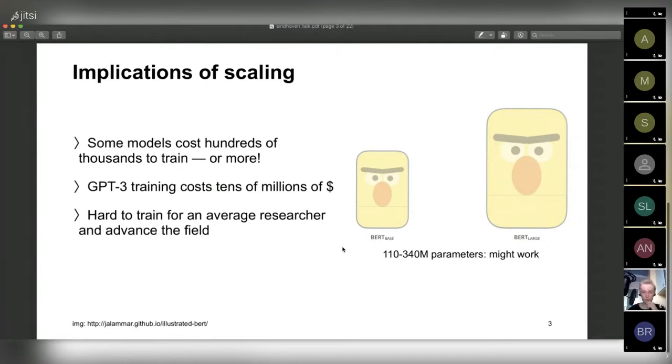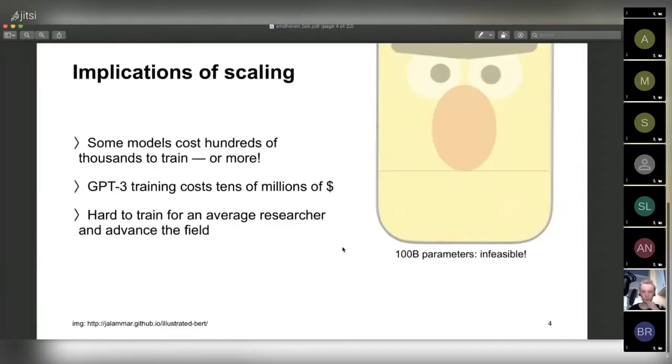As a result, it's hard for any average researcher, who isn't a member of these institutions, to train such models and to advance the field. For instance, if you're in a smaller academic group, or if you're a member of a smaller company, it might be quite hard for you to reproduce and improve on these results. So for several millions of parameters, it might work, but for 100 billion parameters, it might be quite infeasible.